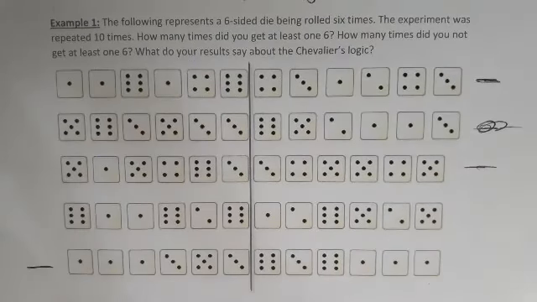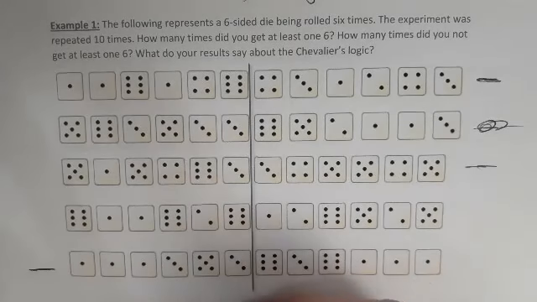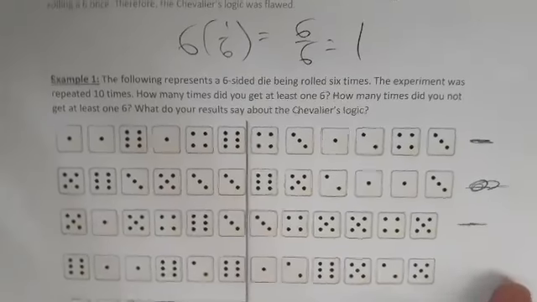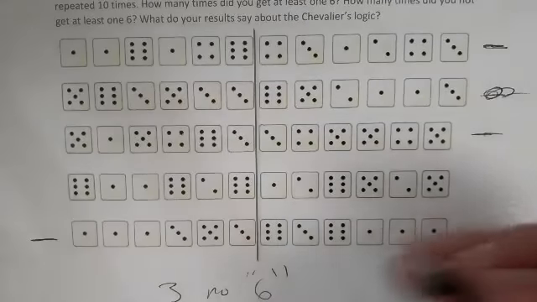How many times did you not get at least one 6? 3 times. How many times did you get at least one 6? That would be 7. At least one.